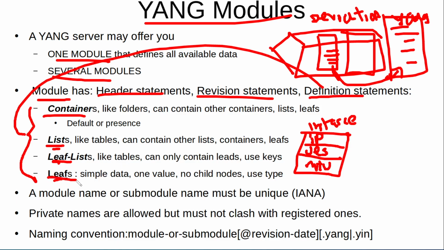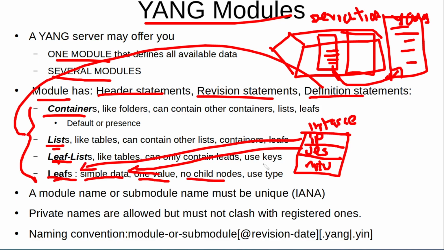You can also have leaves, which is the simple data, one value, childless nodes. So in this example, the IP address will be a leaf, and the description will be a leaf, and the MTU will be a leaf.